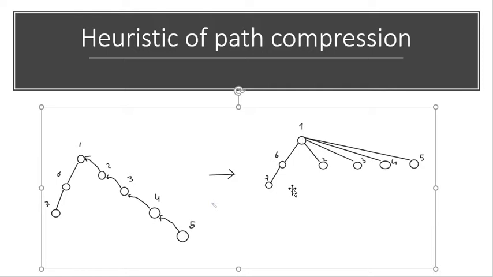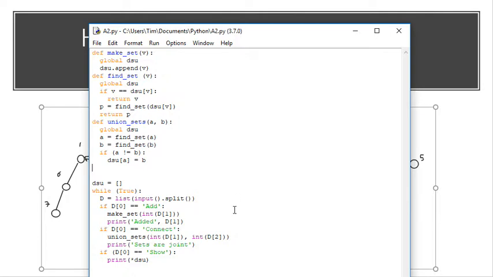Of course, in the next step, if we want to find the parent of, for example, vertex 4, it will be done with just one operation, because the parent of vertex 4 will be the first vertex. But if we don't do that, it will take 1, 2, 3 operations. So this approach can shorten our time.